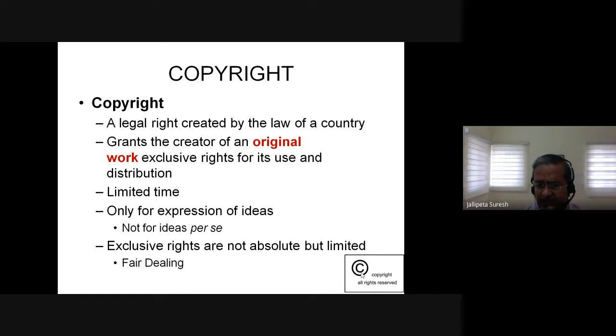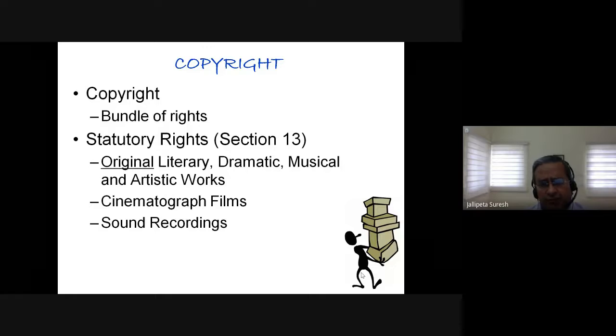So, as I said, these rights are not absolute, and they do have exceptions. When you talk about copyright, it is not a single right, it is a bundle of rights. According to the Indian Copyright Act, these rights cover literary, dramatic, musical, and artistic works. These are different types of original works that we can call. In addition to that, we have cinematograph films and sound recordings, and so on and so forth. So whenever we talk about copyright, it's not a single right, but a bundle of rights.